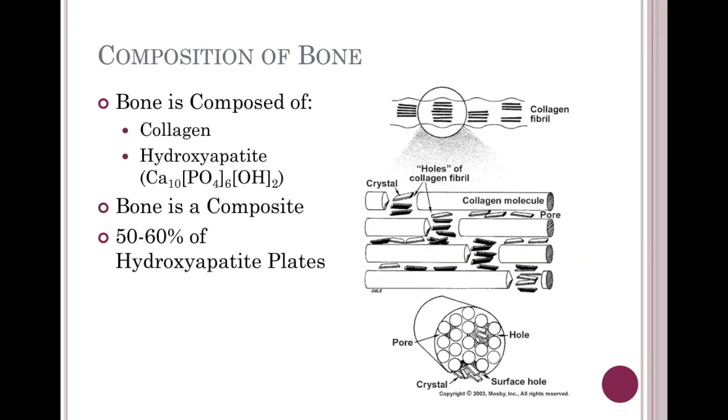Bone is composed of collagen, which is the polymeric component, and hydroxyapatite, which is the inorganic crystal. So it is a composite. Like what we've talked about in the dental materials course, it is a combination of a polymeric material and a hard, rigid, inorganic material, in this case hydroxyapatite. Roughly 50% of the bone is hydroxyapatite plates.